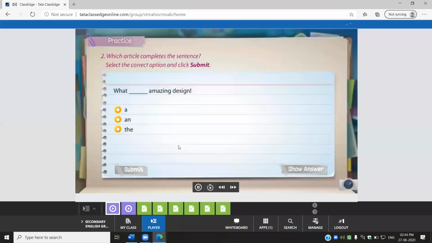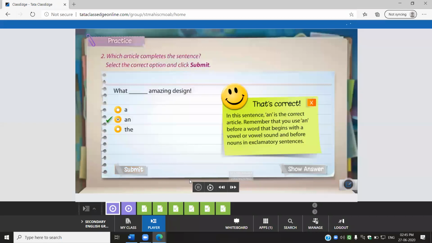Which article completes the sentence? Select the correct option and click Submit. That's correct. In this sentence, an is the correct article.